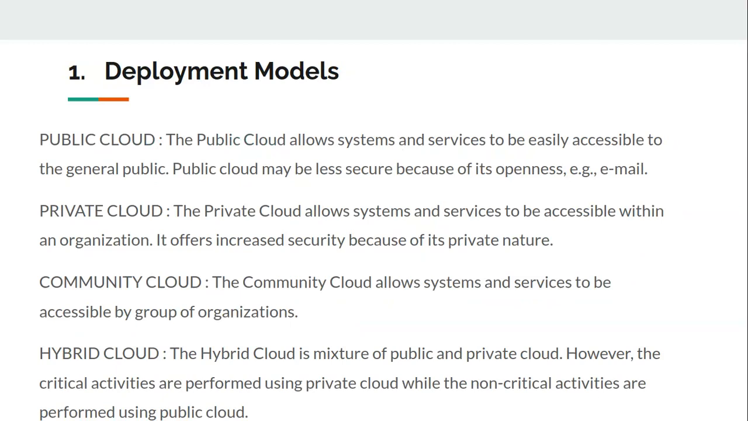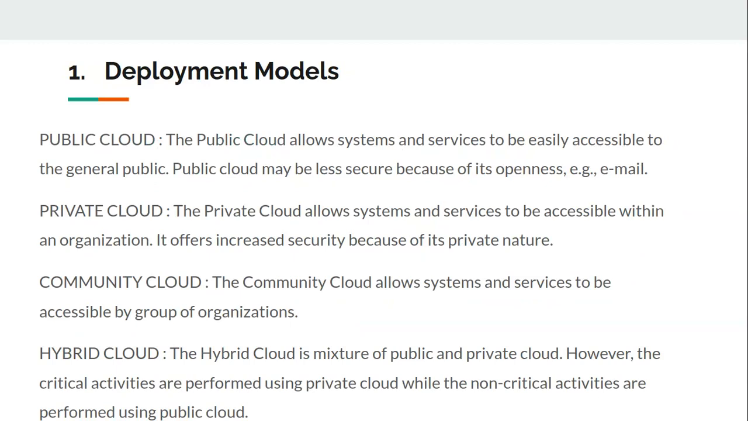The next type of deployment model is the private cloud. The private cloud allows systems and services to be accessible within an organization. So organizations usually have the private cloud. It offers increased security because of its private nature. Next one is the community cloud. The community cloud allows systems and services to be accessible by a group of organizations. So there's a particular category of people or organizations that can use the community cloud because it is meant for those kinds of communities or organizations.